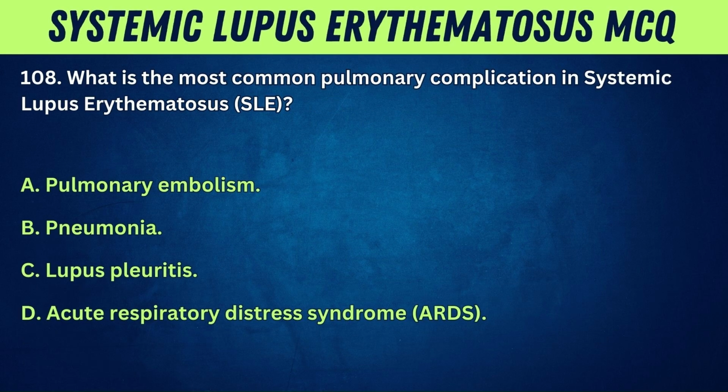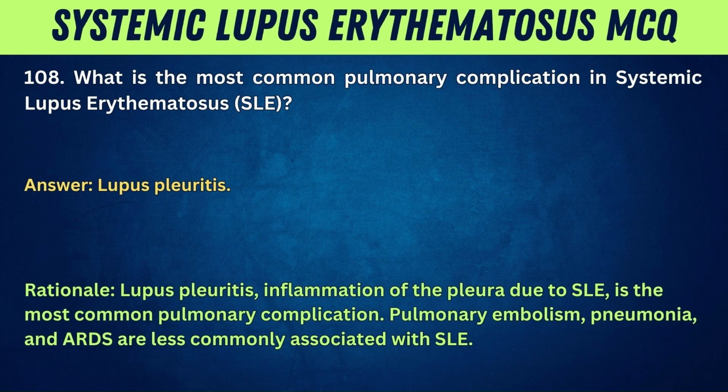108. What is the most common pulmonary complication in systemic lupus erythematosus, SLE? A. Pulmonary embolism. B. Pneumonia. C. Lupus pleuritis. D. Acute respiratory distress syndrome, ARDS. Answer: lupus pleuritis. Rationale: lupus pleuritis, inflammation of the pleura due to SLE, is the most common pulmonary complication. Pulmonary embolism, pneumonia, and ARDS are less commonly associated with SLE.